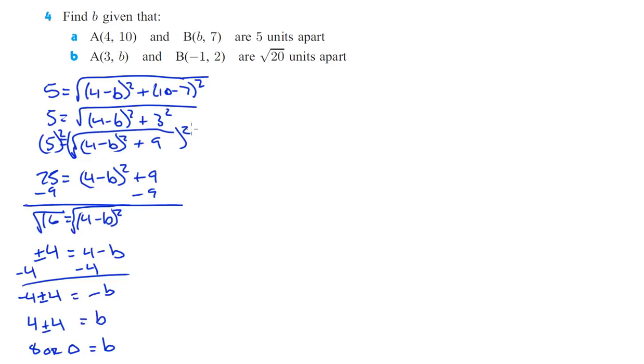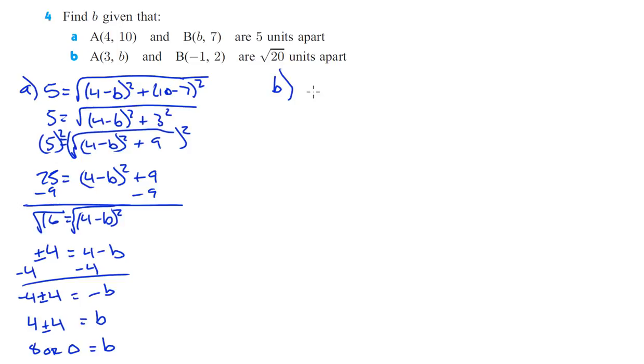So b could actually be at 2 different points. It could either be at 8, 7, or it could be at 0, 7. So either one of those answers should work. Okay, so that was A. Let's take a look at B.